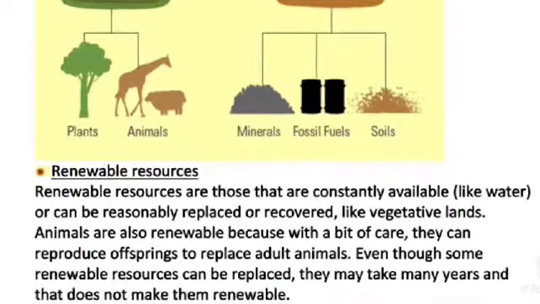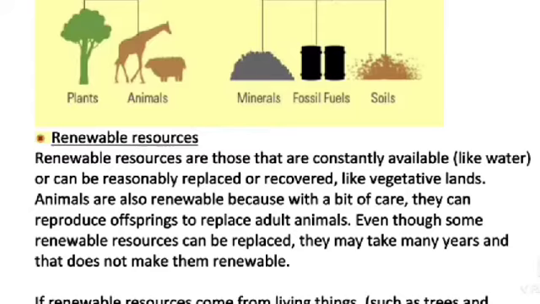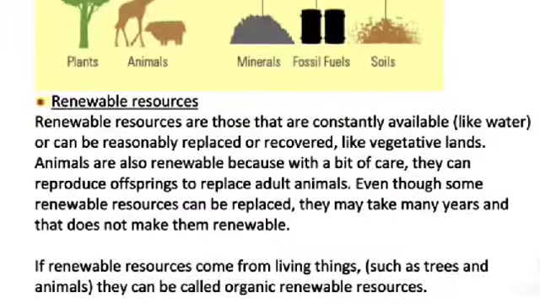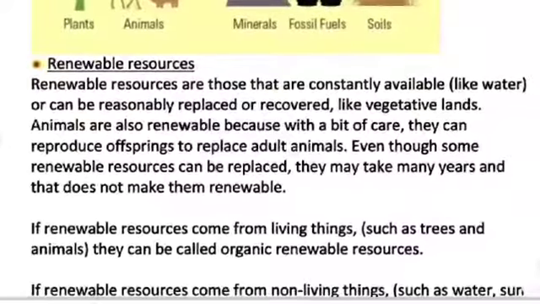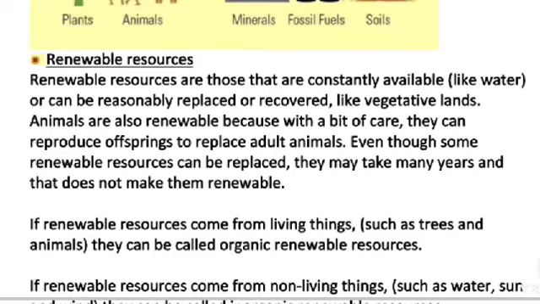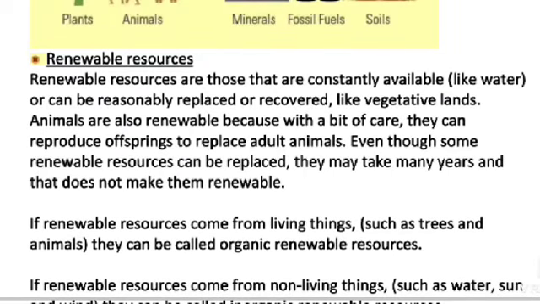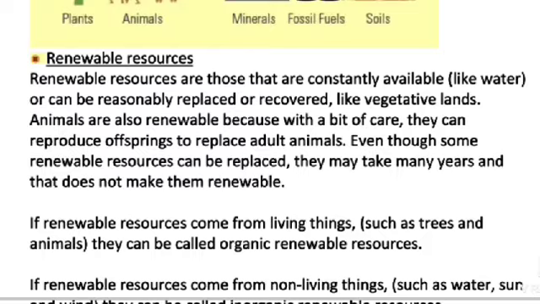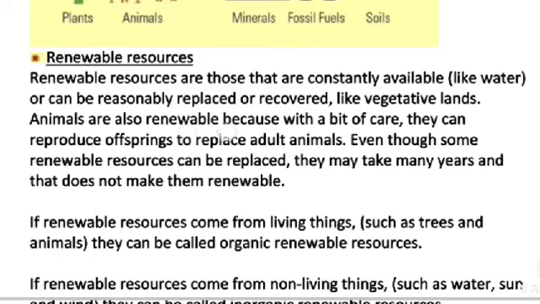Renewable resources. Renewable resources are those that are constantly available, like water, or can be reasonably replaced or recovered, like vegetative land. Animals are also renewable because with a bit of care they can reproduce offspring to replace adult animals. Even though some renewable resources can be replaced, they may take many years.